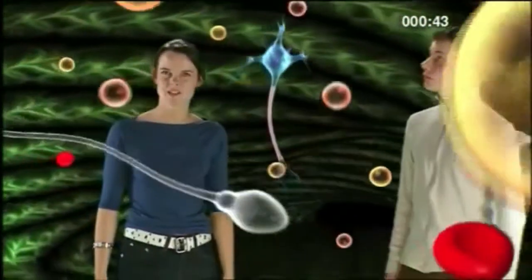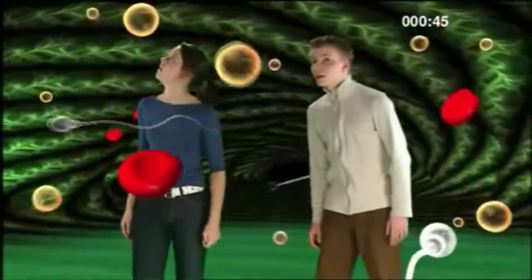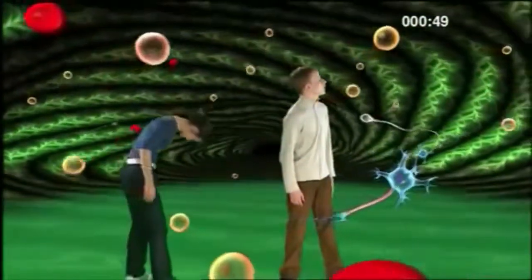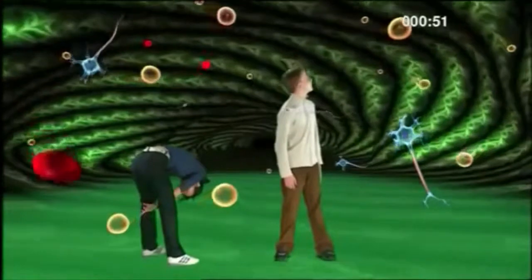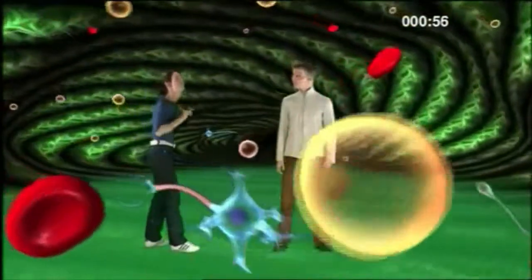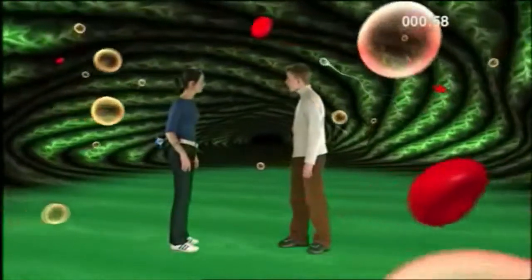Whoa! What on earth are these? They look like jelly beans with attitude. They are cells, the basic structures of life. So what are cells made from? Well, I know. Why don't we build one and find out?